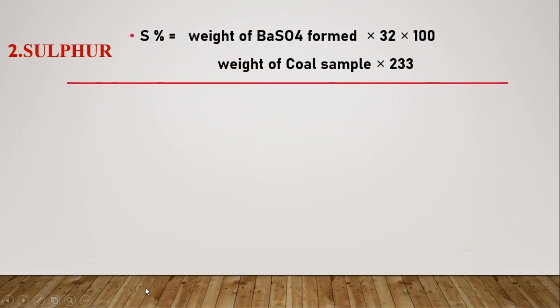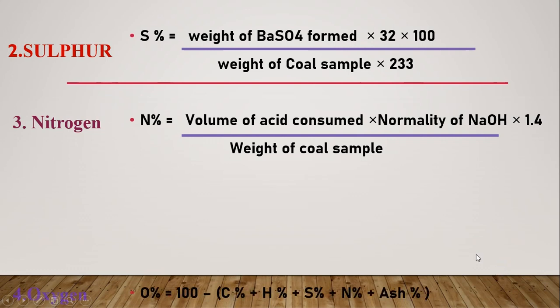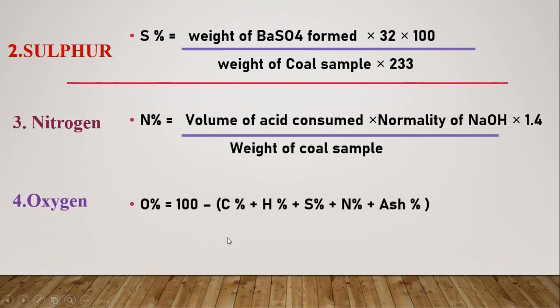Next is sulfur. It is equal to the weight of BaSO4 formed into 32 into 100 upon the weight of coal sample into 233. Nitrogen is the volume of acid consumed into the normality of NaOH into 1.4 upon the weight of coal sample taken. And lastly, the percentage of oxygen is equal to 100 minus the percentage of carbon, hydrogen, sulfur, nitrogen and ash, which we already saw in the proximate analysis.